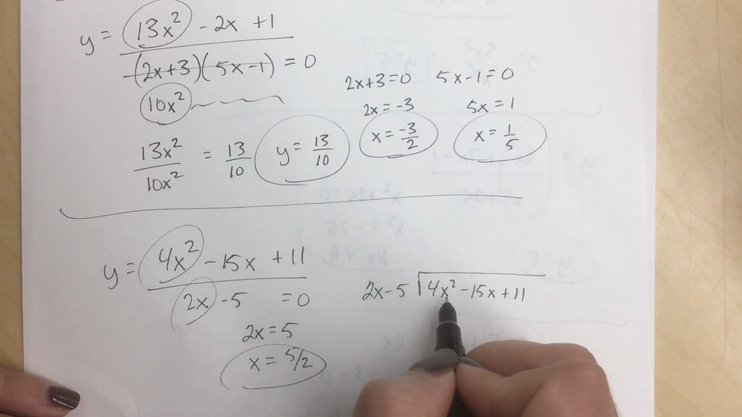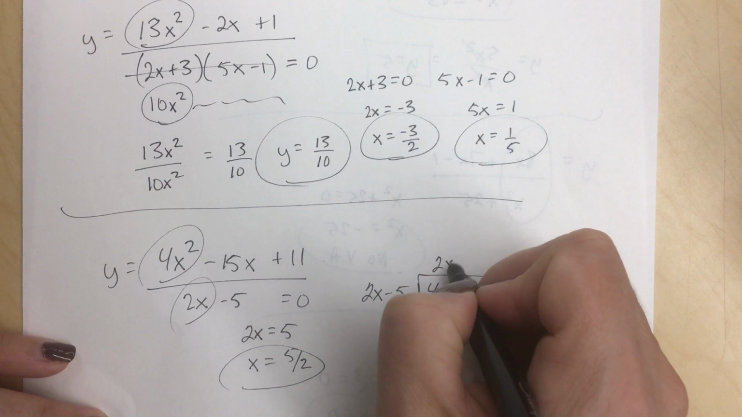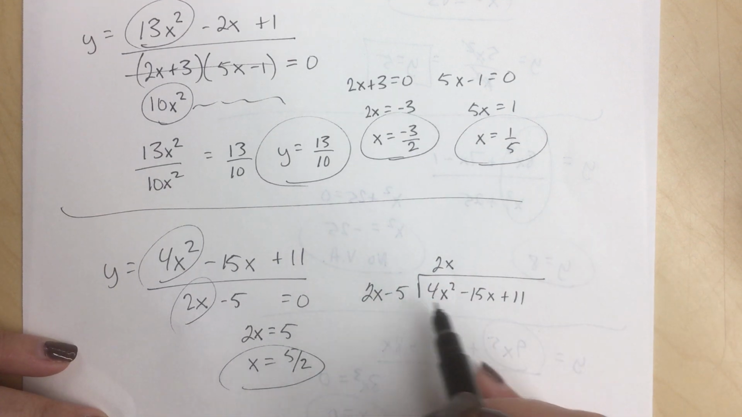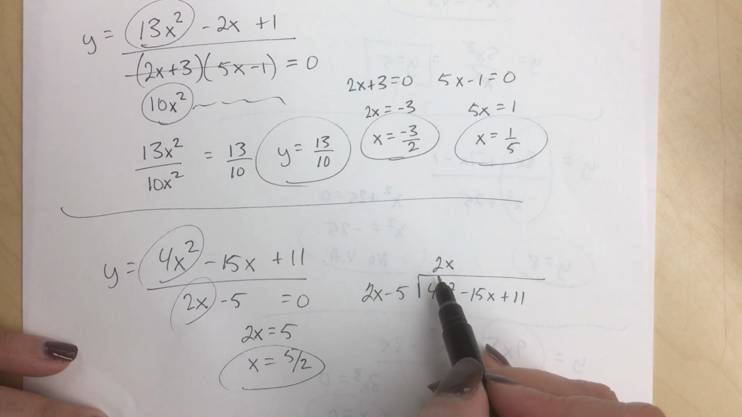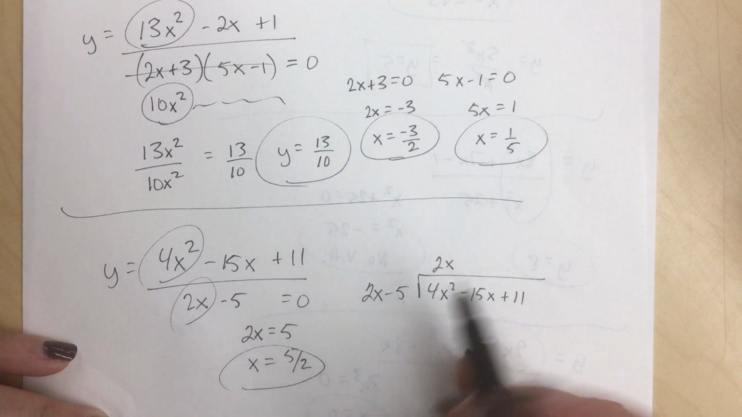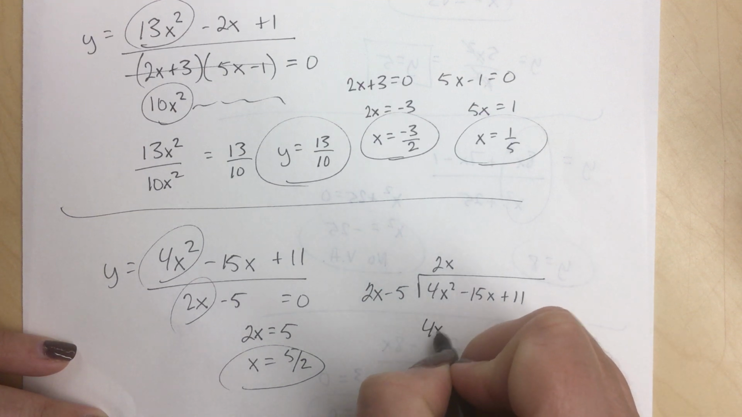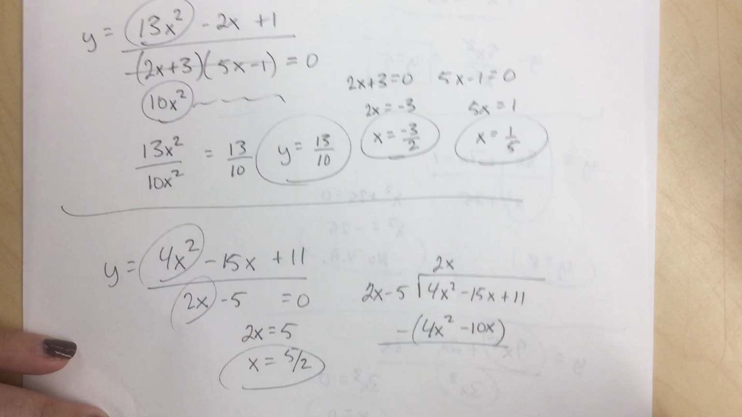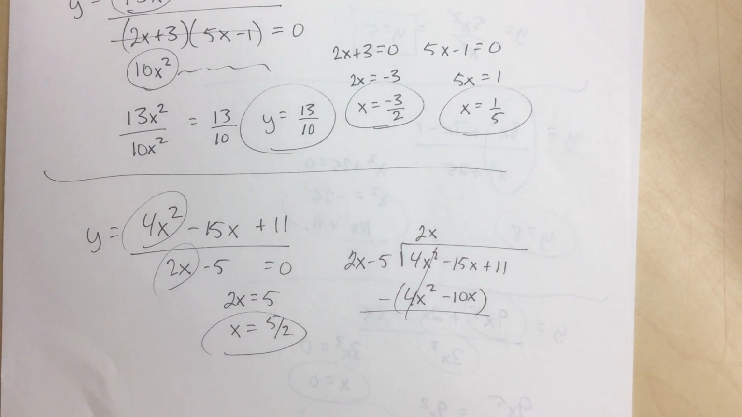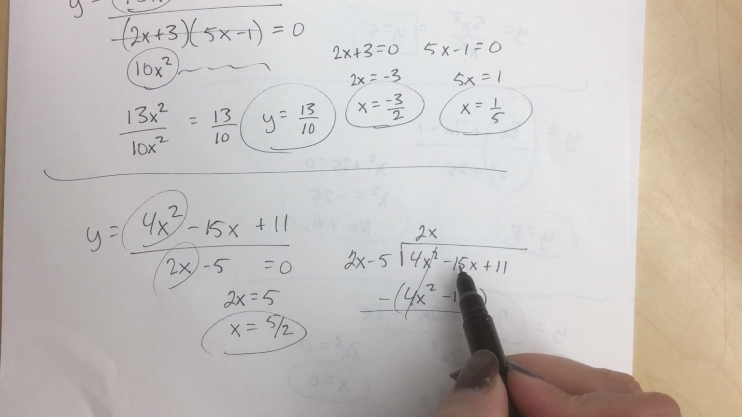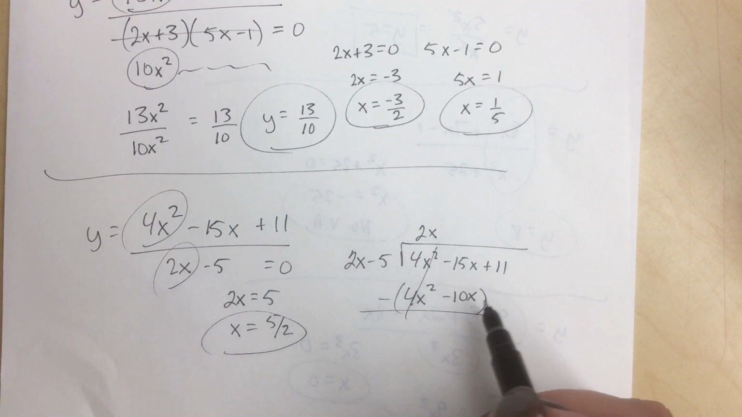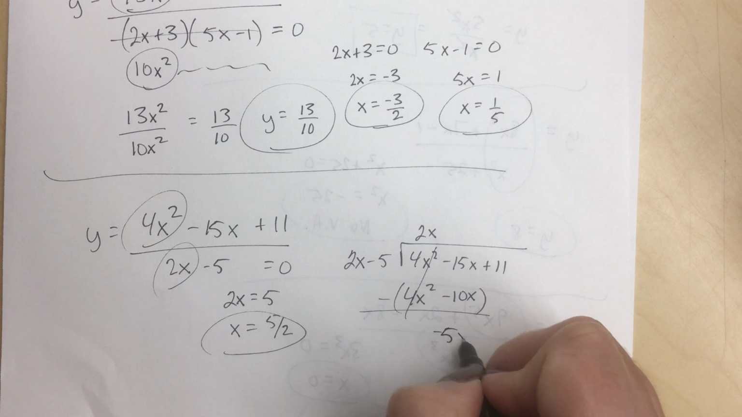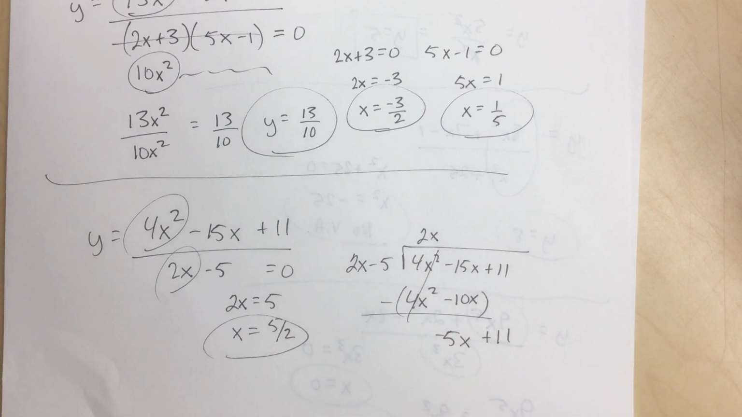So 2x into 4x squared is 2x. Like, what do I multiply by 2x to get 4x squared? I've got to multiply by 2x. Then take that times both of those. So that would be 4x squared minus 10x. Then we're going to subtract. That's always going to cancel out. Negative 15 minus a negative 10 is plus 10, so it's a negative 5x plus 11.